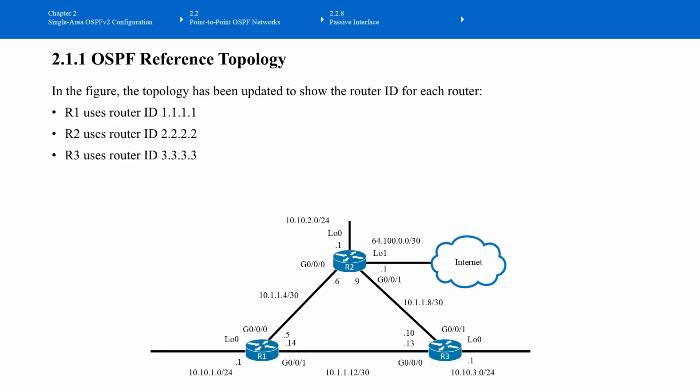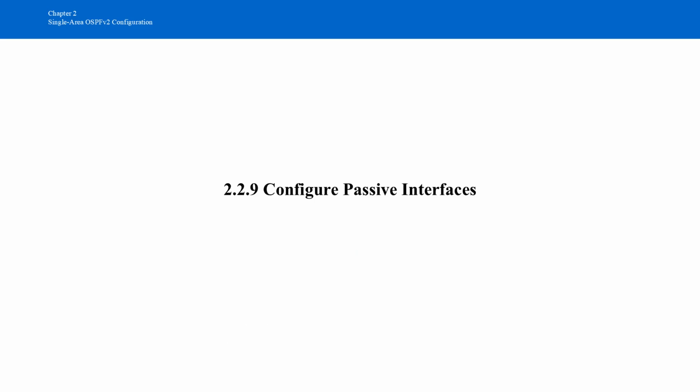Each OSPF router has a unique router ID, such as for R1, that's 1.1.1.1. R2 in the figure is 2.2.2.2. R3 is 3.3.3.3. The router ID is used to uniquely identify each OSPF router. It is important for the following reasons: neighbor relationships, LSAs, LSDB synchronization.